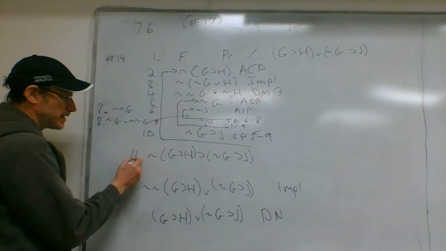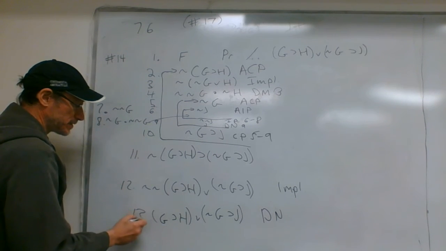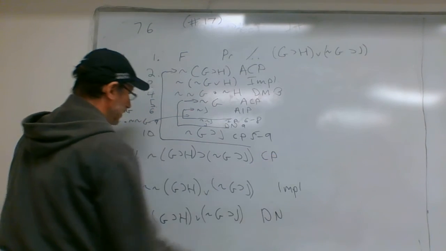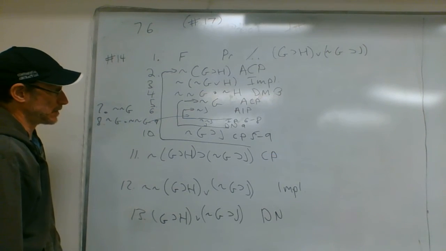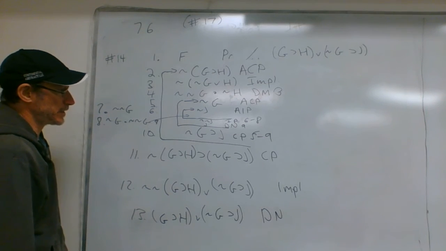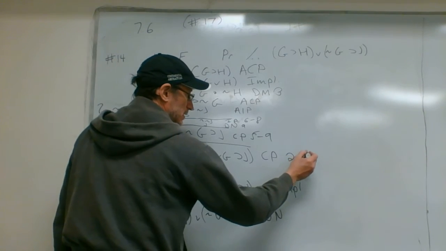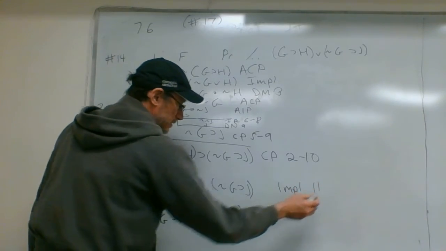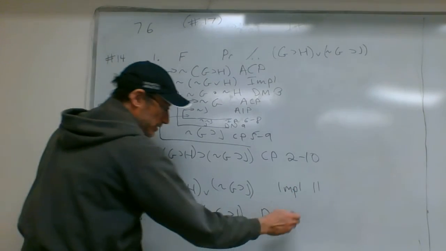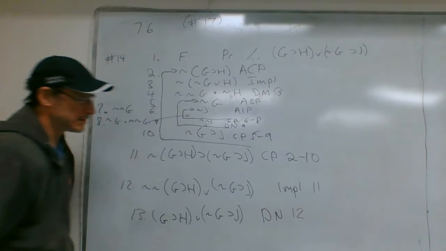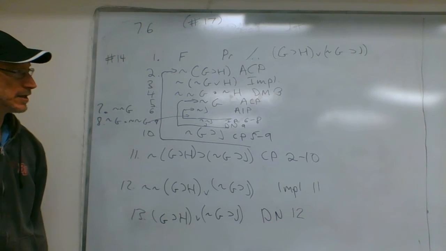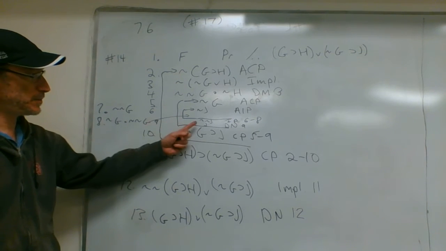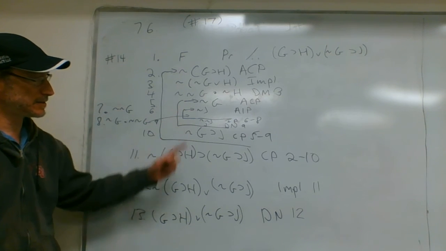And this would be step 11, step 12, step 13. This is a CP on 2 through 10. And here we have an implication on 11. And finally, a double negation on 12. Okay, that was a little complicated. We ended up doing an ACP and then an AIP inside the ACP.